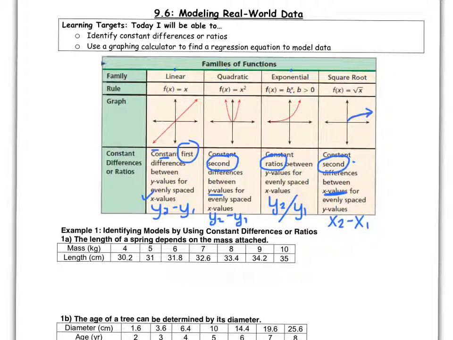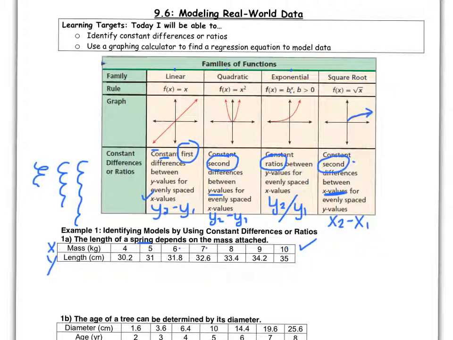So let's try it on example 1. Let's look at the x values first. So the mass is the x. We're looking at the mass of an object when it's attached to a spring and how long that spring uncoils the more mass you put on it. So the length of the spring would be the y's. So the mass is going up by 1 kilogram each time. See how it's 4, 5, 6, 7, 8, 9, 10. So those are all evenly spaced.